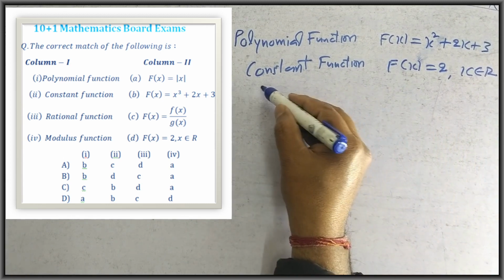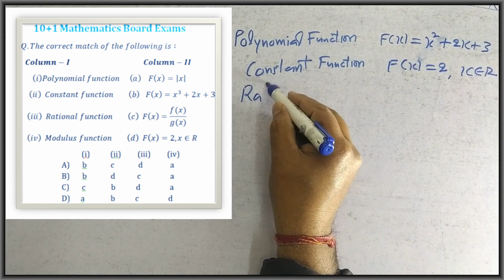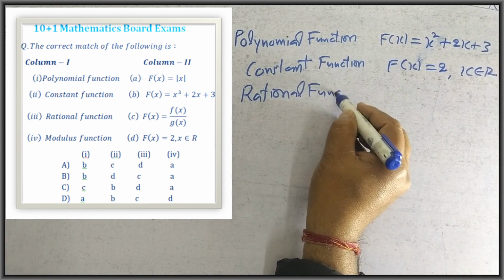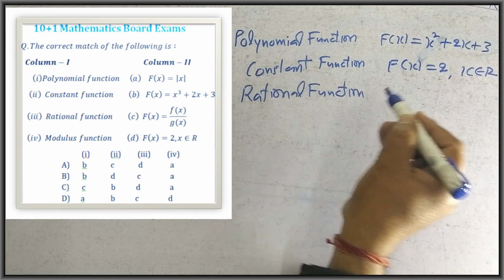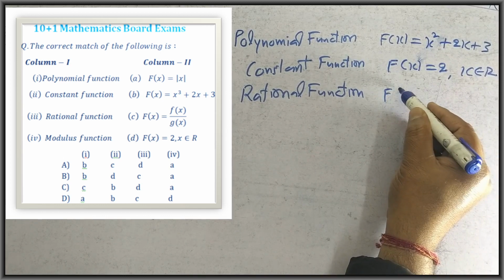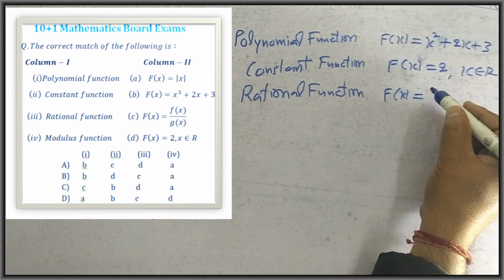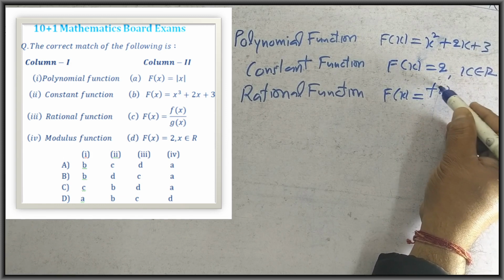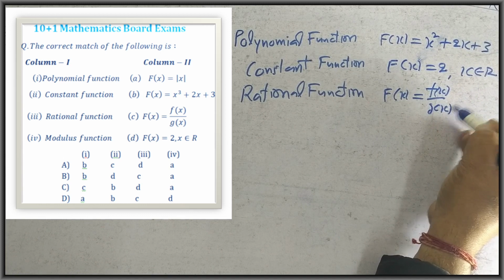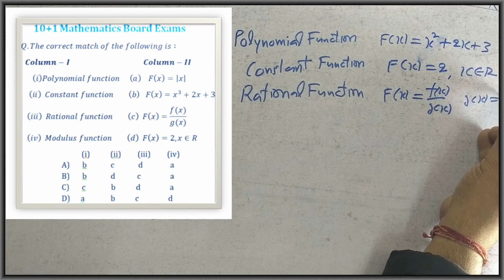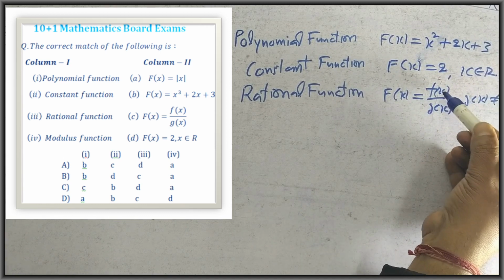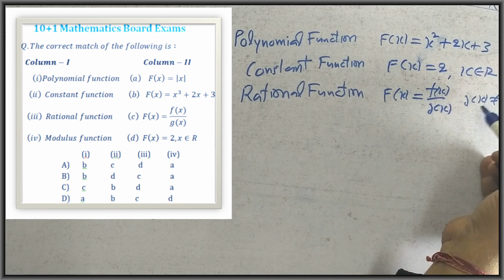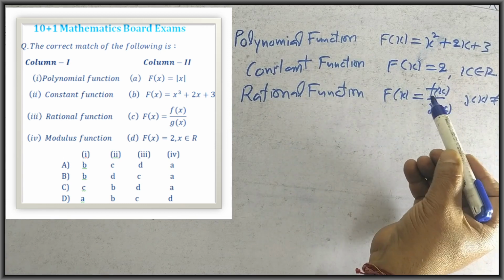Then you have the rational function. Children, I am talking about the rational function. So what is a rational function? A function which can be put in the form of p upon q, right? You can write any function like this: f(x) upon g(x), where g(x) should not be equal to 0. Children, if g(x) is 0, anything divided by 0 is not defined, so you have to write this condition. So that is your rational function.